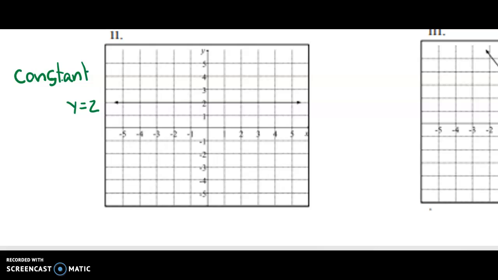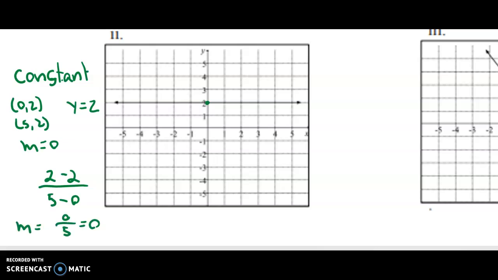So our slope for this, m, is 0, because for every x value we put in, y is going to be the same. So we'll always have our numerator here as 2 minus 2, no matter what x values we use. Like if we used (0, 2) as one of the points on the function, and then we used (5, 2), our slope formula would give us 2 minus 2 over 5 minus 0, or 0 over 5, 0 for our slope m.